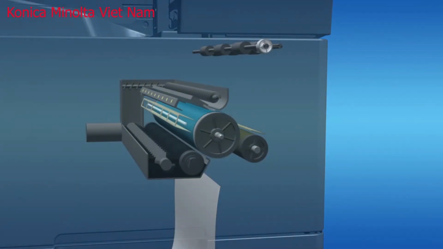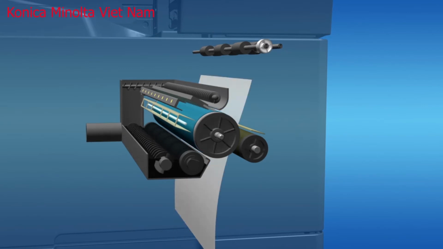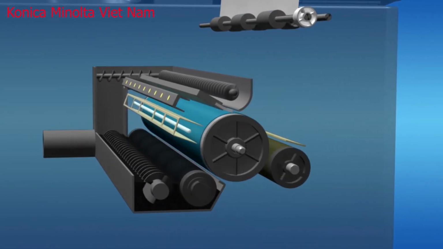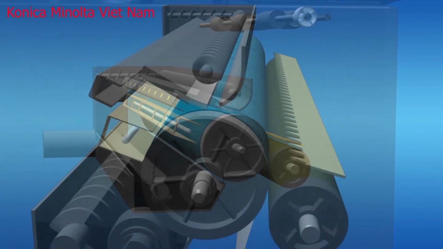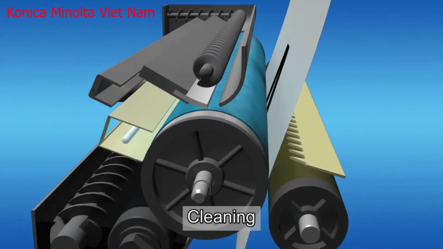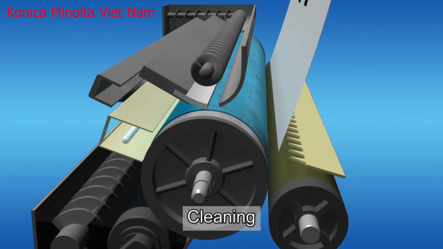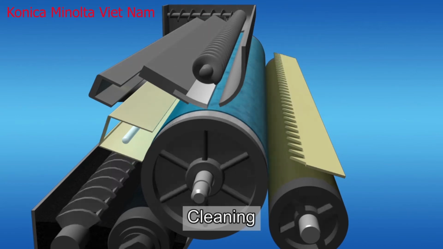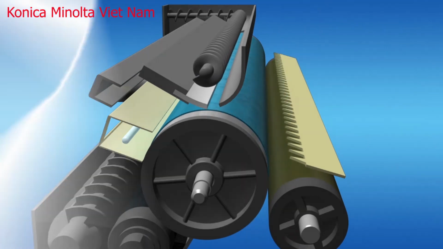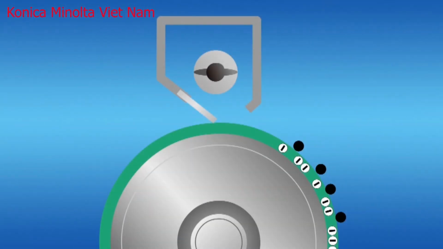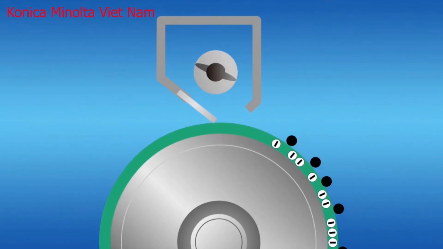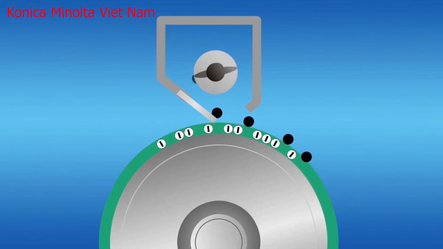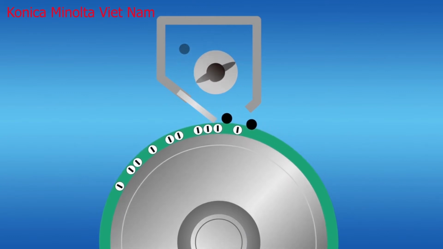Now, let's take a look at the drum. Next comes the cleaning process, which removes the small amount of toner remaining on the drum's surface after separation of the copy paper. This is the cleaning process as seen from the front of the drum. The blade touches the drum surface and scrapes off toner remaining on the drum.